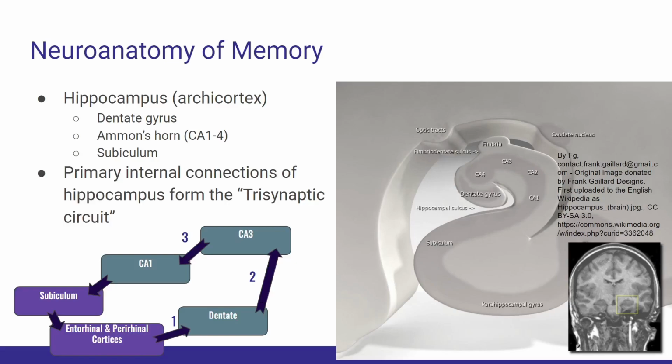The primary internal connections of the hippocampus form what's called the trisynaptic circuit. So it goes from the entorhinal and perirhinal cortices to the dentate, and then on to Ammon's horn area 3, then Ammon's horn area 1, and then back to the subiculum, and then back to the entorhinal and perirhinal cortices.